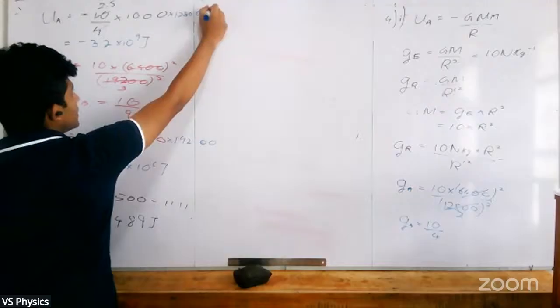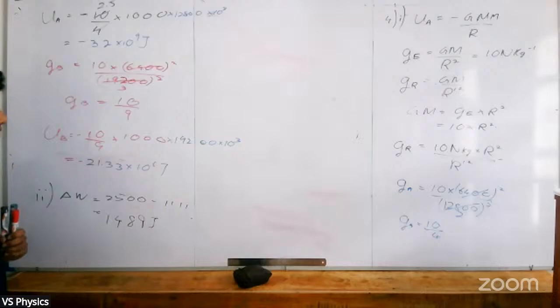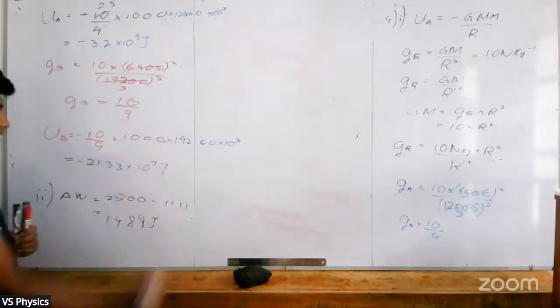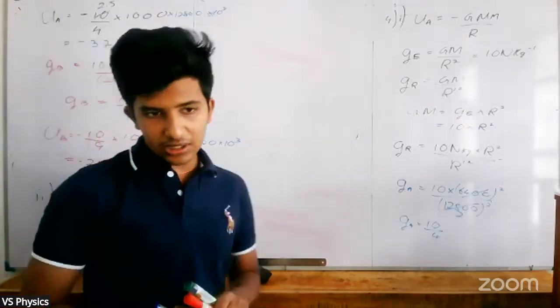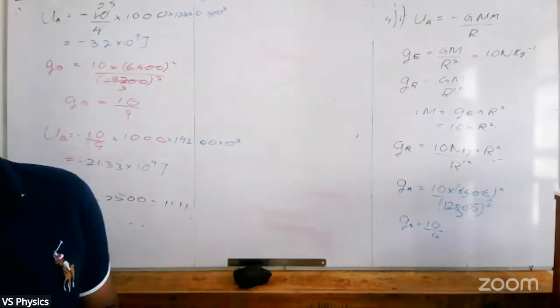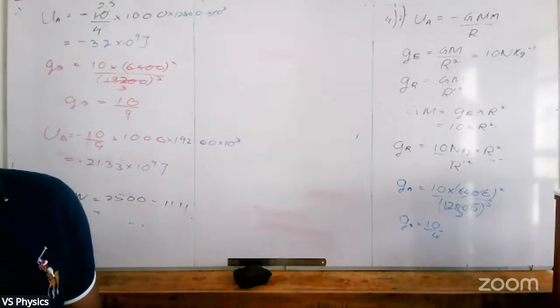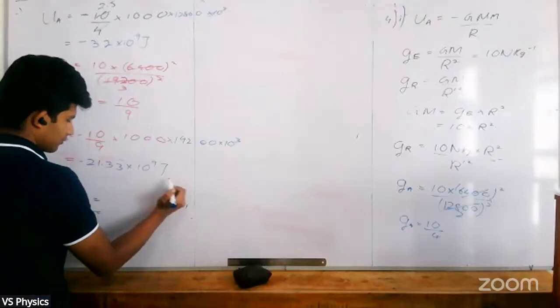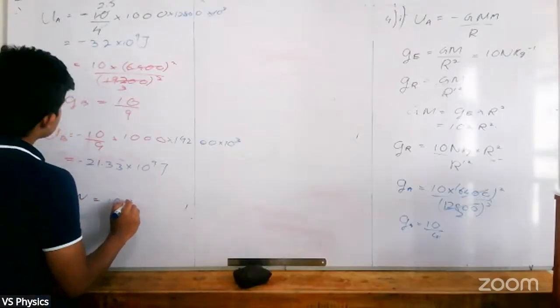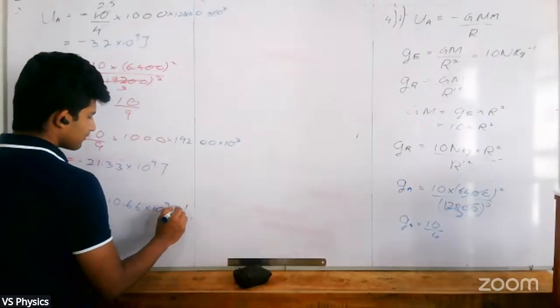We have to turn it into meters. We have 10 to the power 3 here. So we need this much energy. So it is 10.66 times 10 to the power 9 joules.